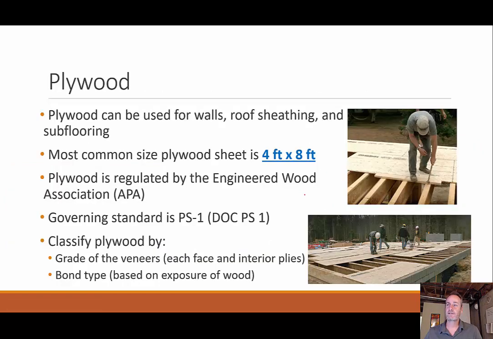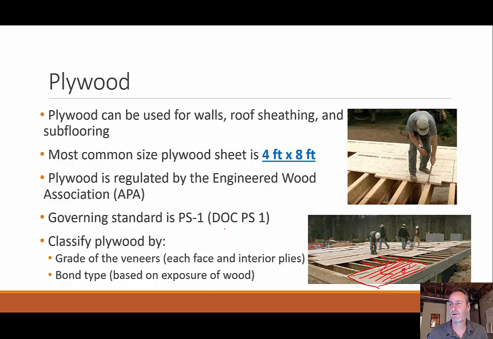Plywood has a lot of uses: walls, roof sheathing, subflooring, and 4x8 is the most common size. And like I said, you can see it has a strong direction. So if I were placing plywood across these floor joists, I'm going to always put it with this 8-foot direction going this way, perpendicular to those joists. That's its strong direction, right? So all my grain is pointed in that longer direction.